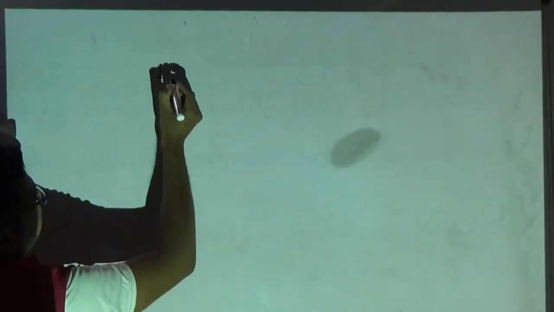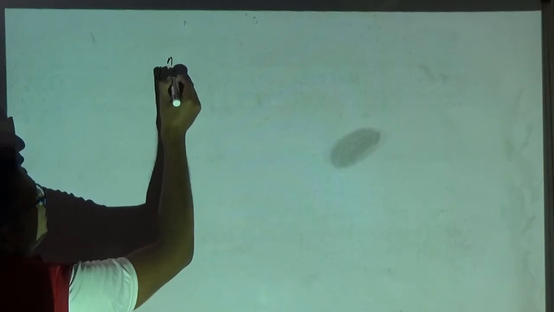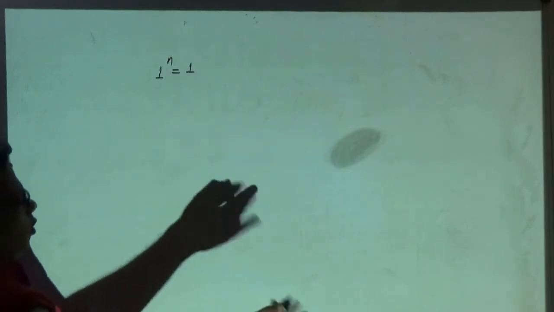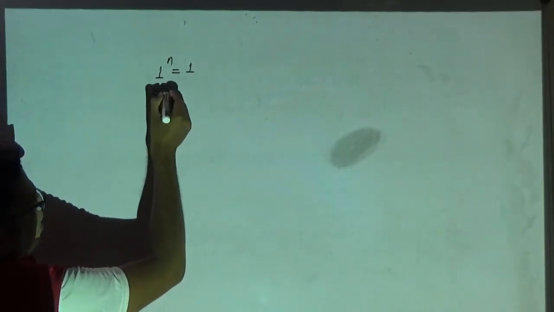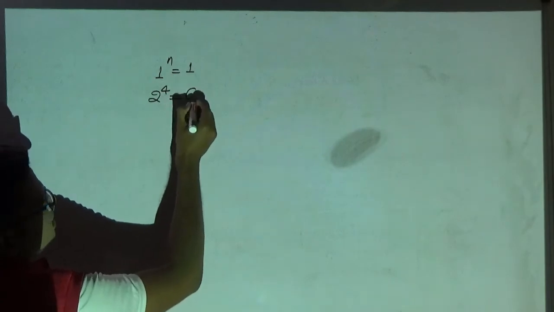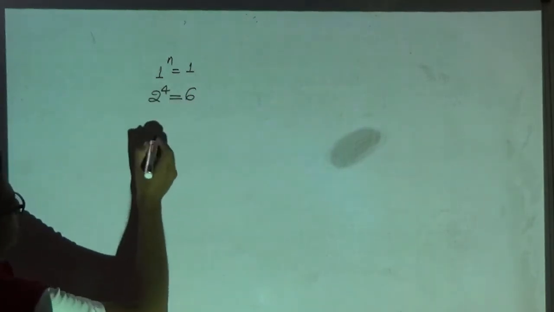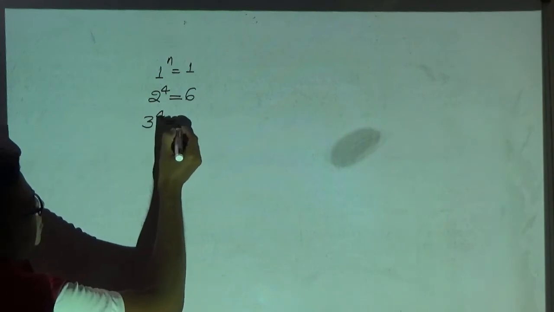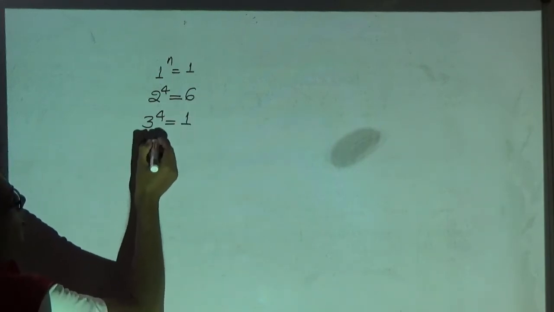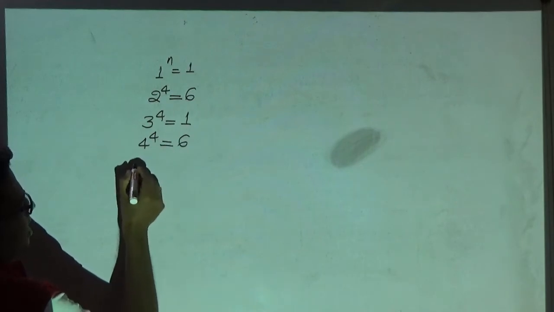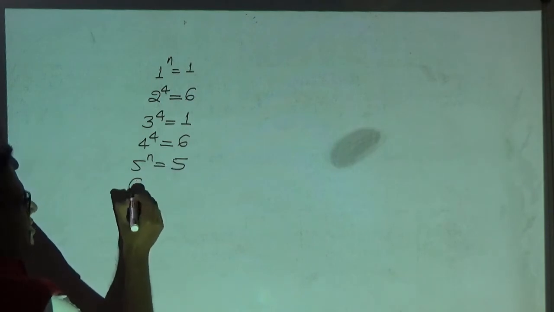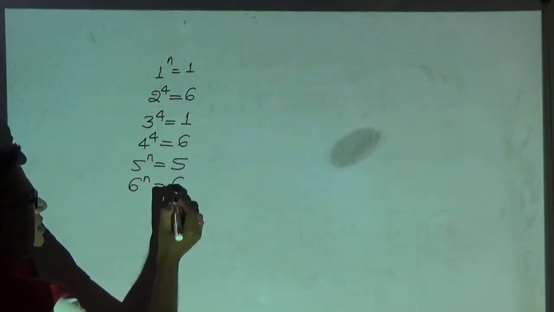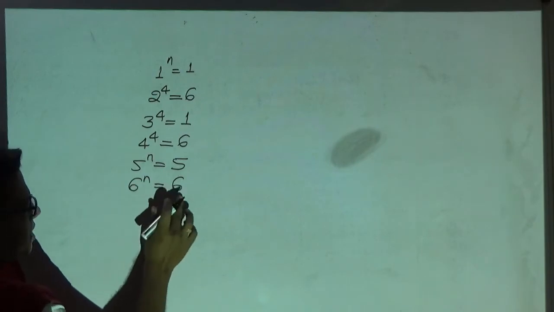Please observe here. Please write down. 1 power anything is always 1 in the units place, correct? 1 square, 1 cube, whatever it may be, the units place will be 1. Then, kindly remember, 2 power 4 will be 6 in the units place. 3 power 4 units place will be 1. Then 4 power 4 units place will be 6. Then 5 power anything, the units place is always 5. And similarly 6 power anything is always 6. Units place will be 6 only.